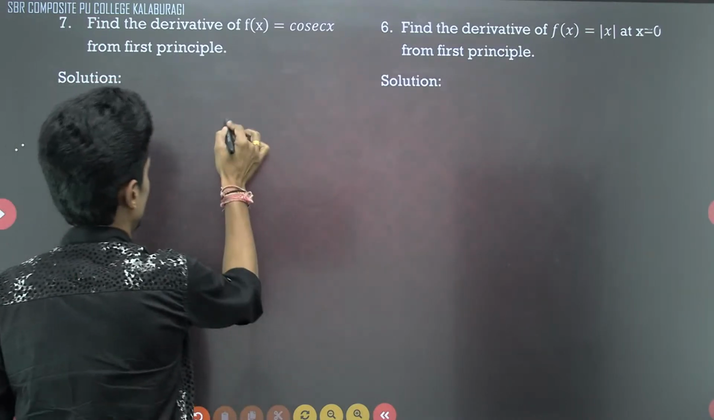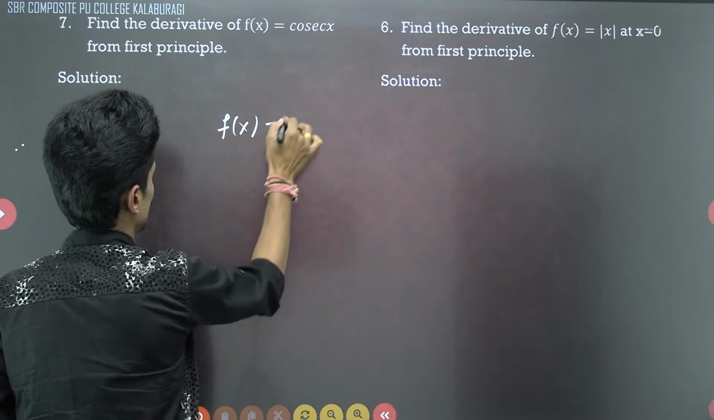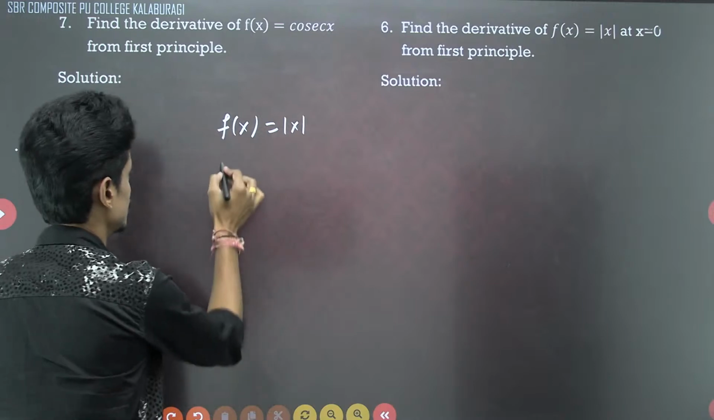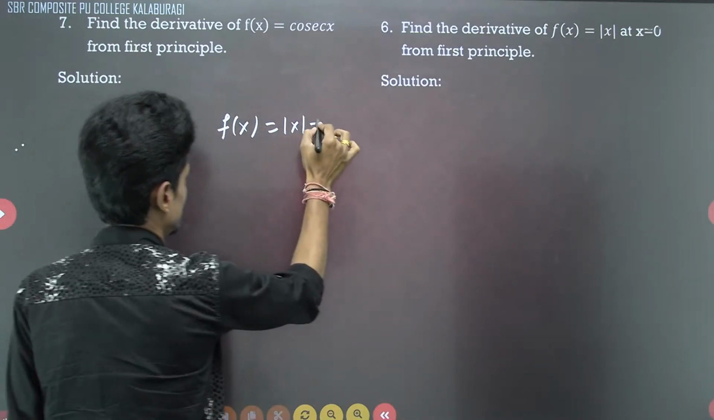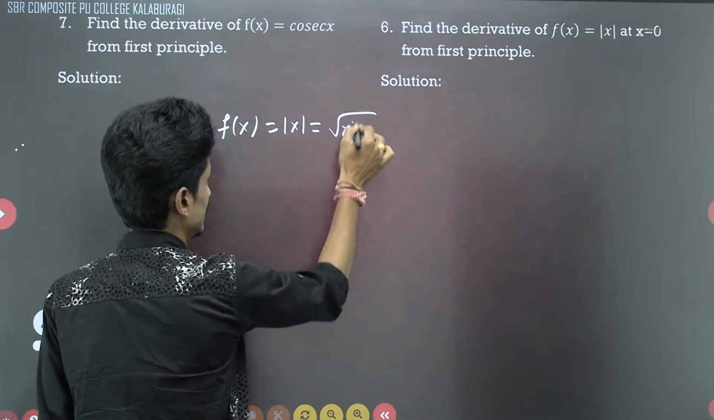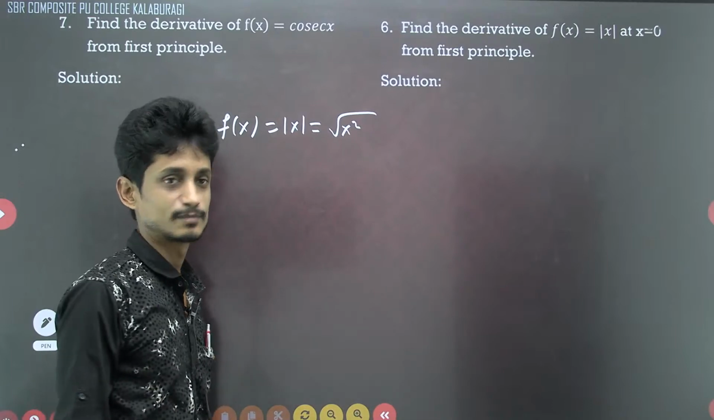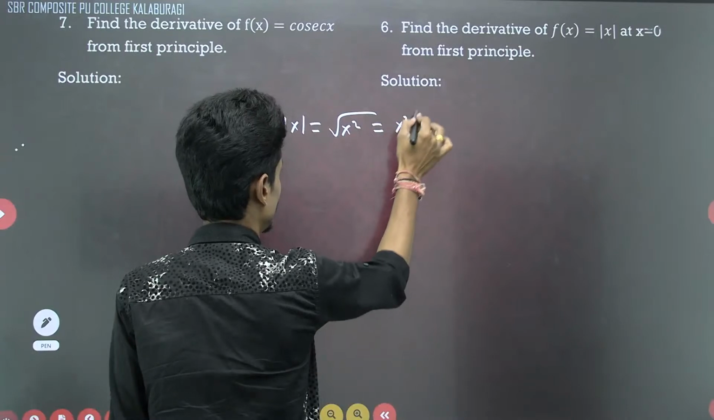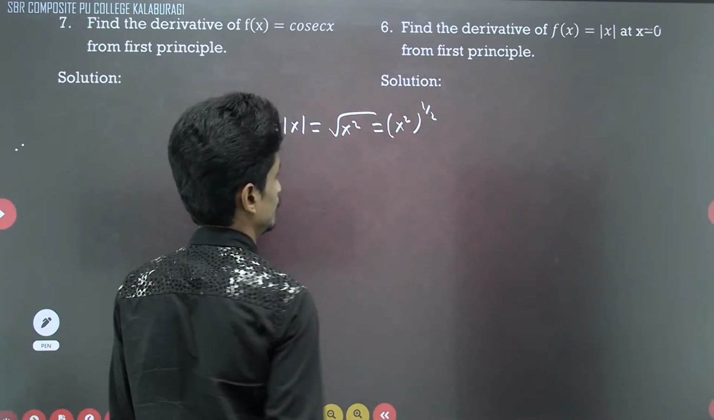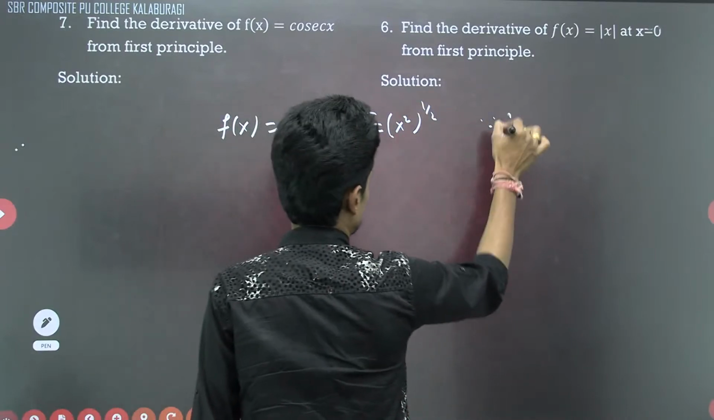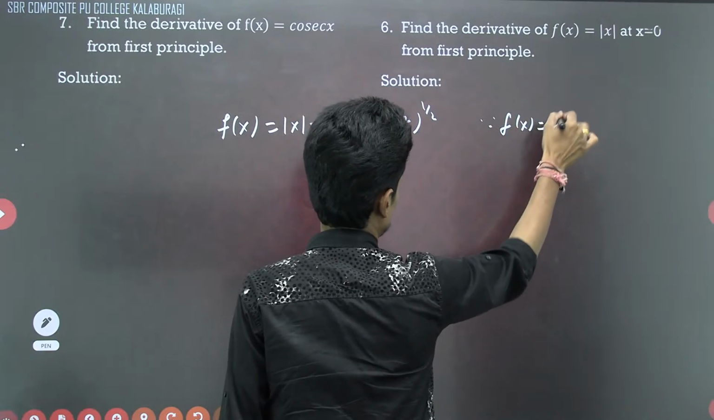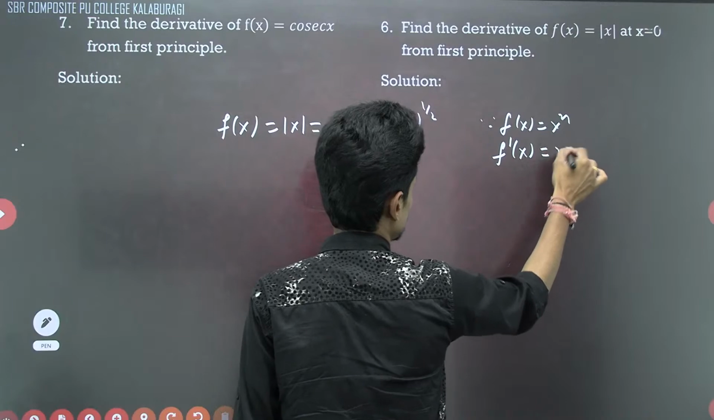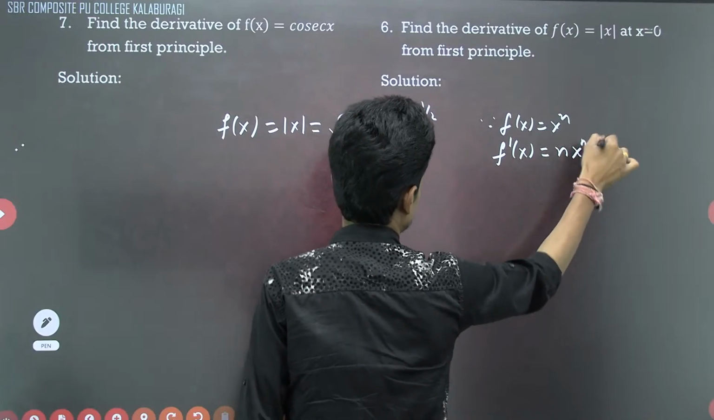Okay. f of x is equal to modulus x. Yesterday we did this problem. How can we simplify this one? f of x is nothing but square root of x square, we can also write. Mod x is nothing but root of x square. This can also be written as x square whole power 1 by 2. Now we should remember, f of x is equal to x power n, f dash of x is equal to how much? n into x power n minus 1.